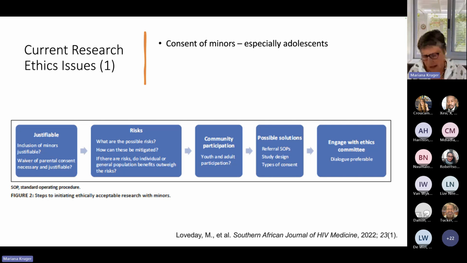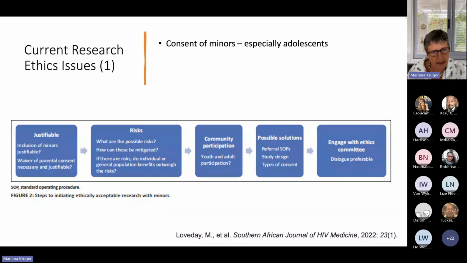And we know that sometimes teenagers don't want to share all their information with their parents. Therefore, you need to look at it. So the next thing will then be the risk. What are the potential risks? How can these be mitigated? And if there are risks, do individual or general population benefits outweigh these risks?